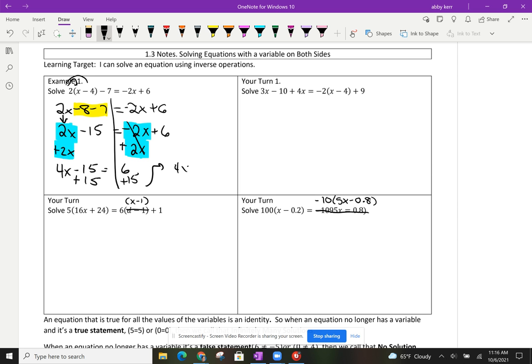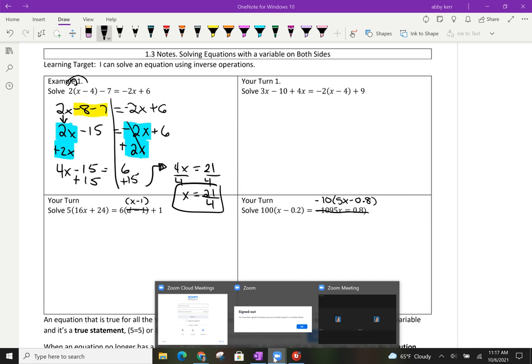So we're going to have 4x equals 21. Divide each side by 4. Our x is actually going to be 21 over 4. Now for your turn, I'm not going to do all of the your turns. I'll just do your turn number 1.